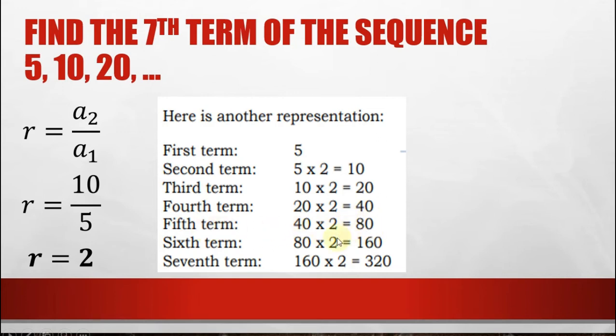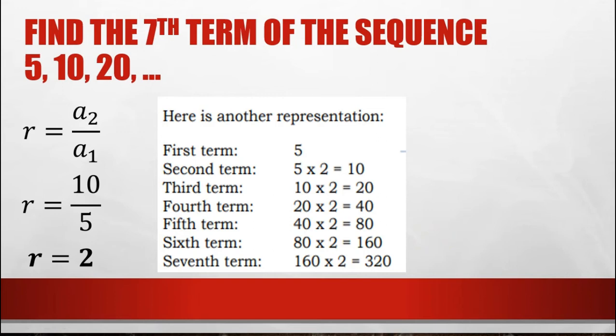We have 80. To get the sixth term, we have 160, and 160 times 2 is equal to 320 para makuha natin yung seventh term. Therefore, the seventh term of the given sequence is 320. So, if papansinin niyo, masyadong mahaba yung process. So, this topic will help us find the term in easiest way or easier way.